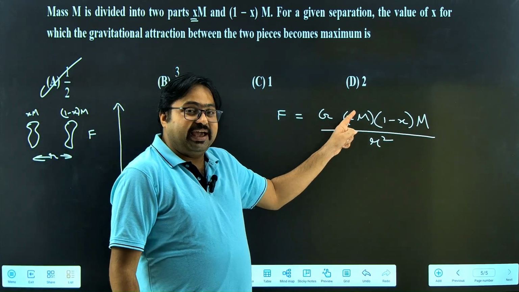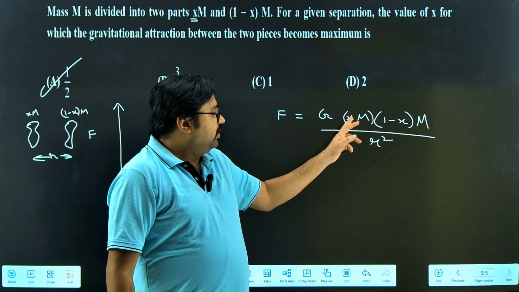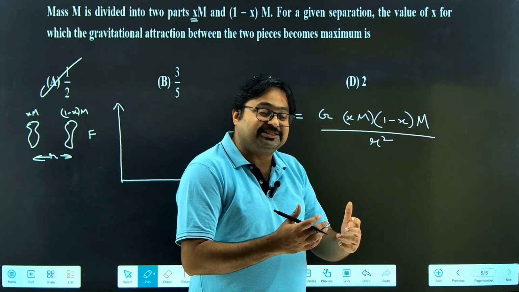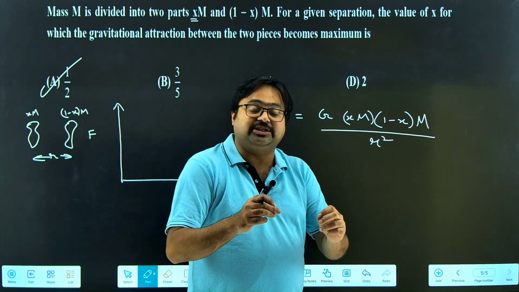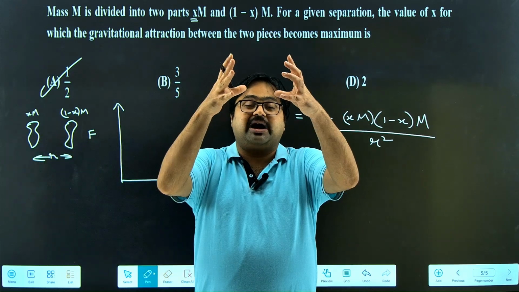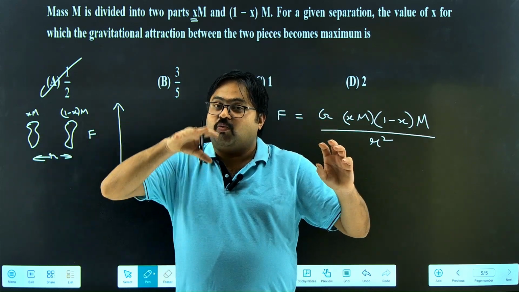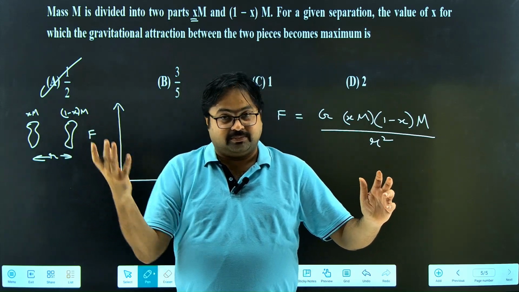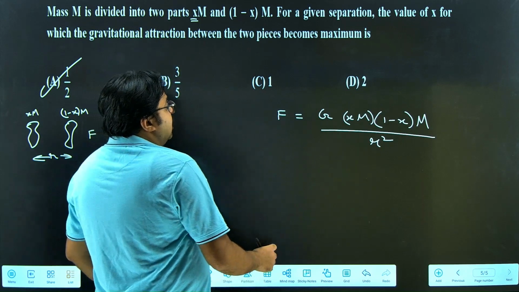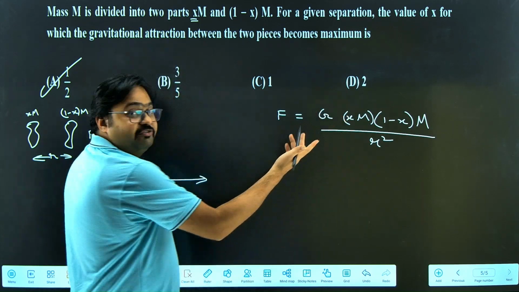If you change the x, you will have the force changing. So F is a function of x now. X is the fraction of one of the fragments. There are two fragments, one full mass capital M. One fragment is xm heavy, the other one is 1 minus x into m. So this force is now a function of x.